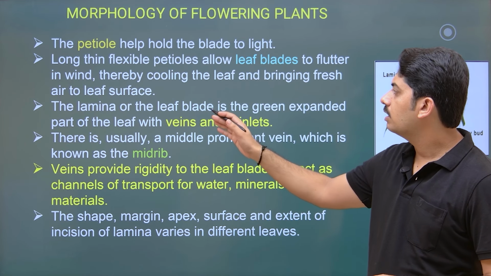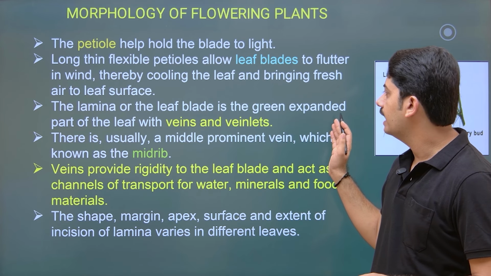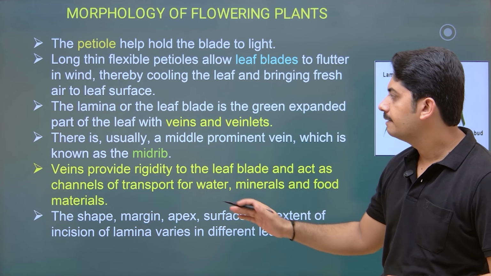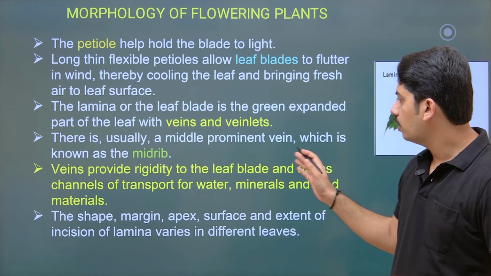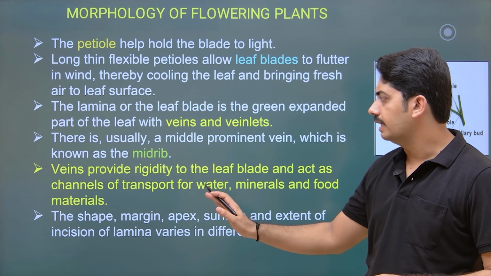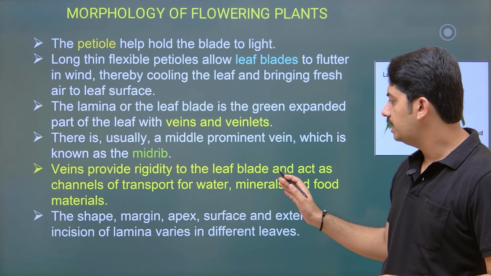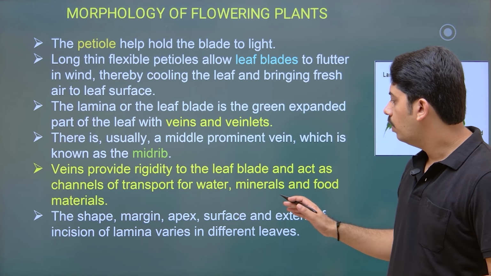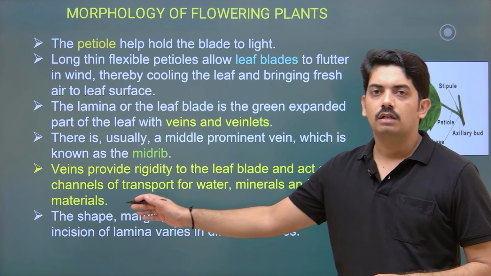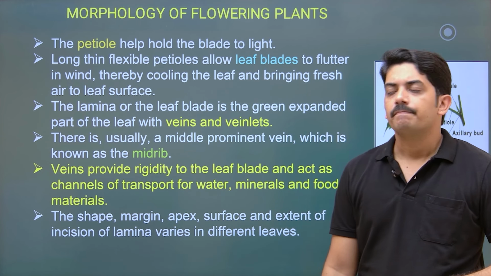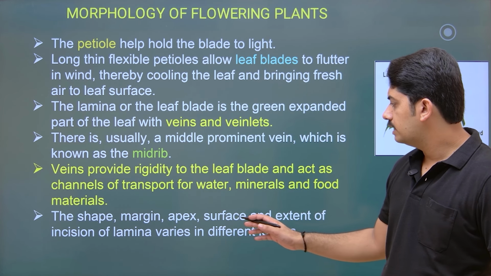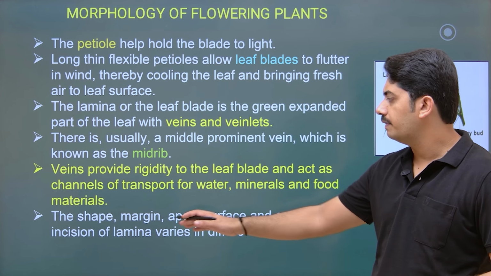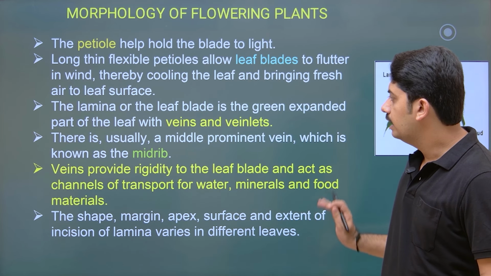The lamina or the leaf blade is the green expanded part of the leaf with the veins and veinlets. There is usually a middle prominent vein which we call the midrib. Veins provide rigidity to the leaf blade and act as a channel to transport water and minerals. The shape, margin, apex, surface and extent of incision of the lamina vary in different leaves.